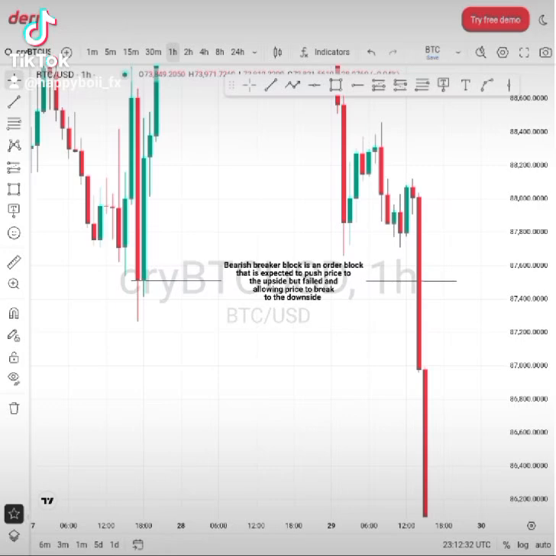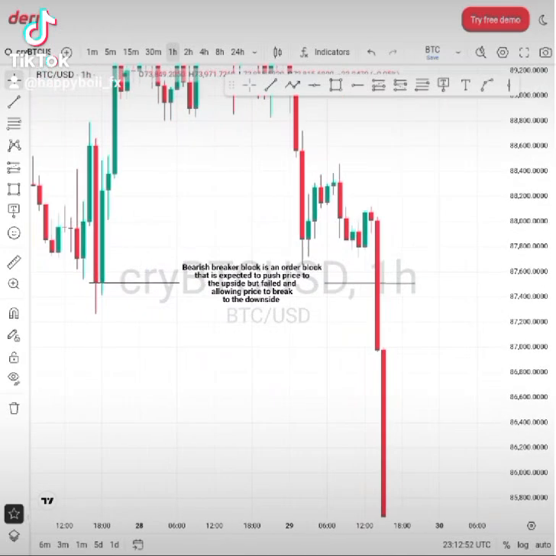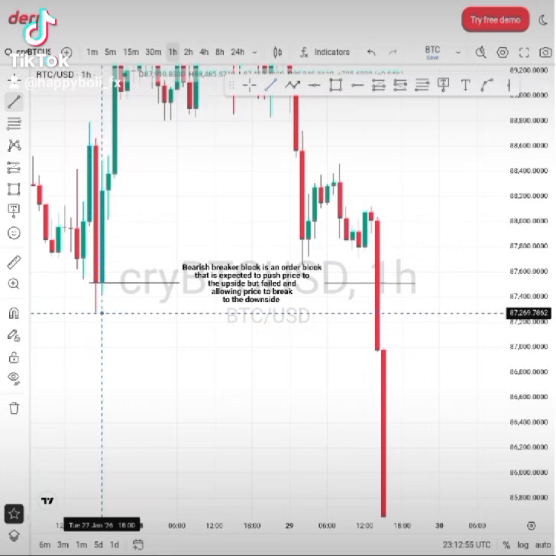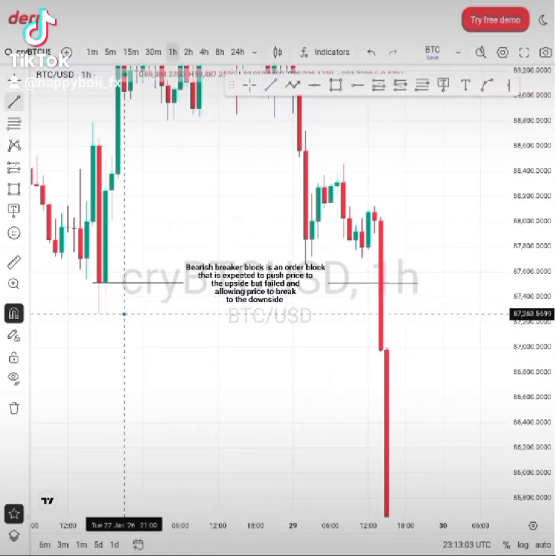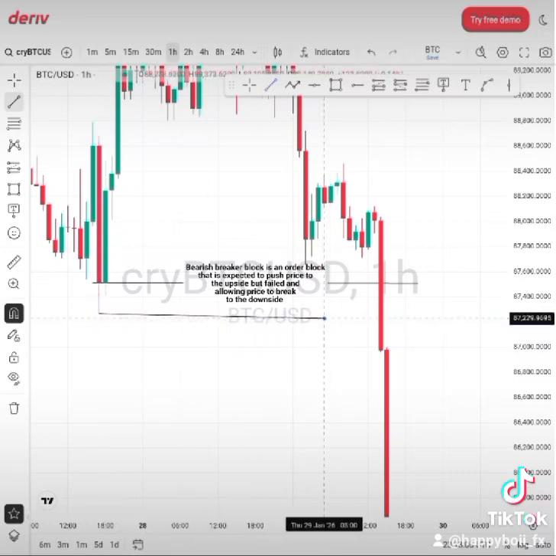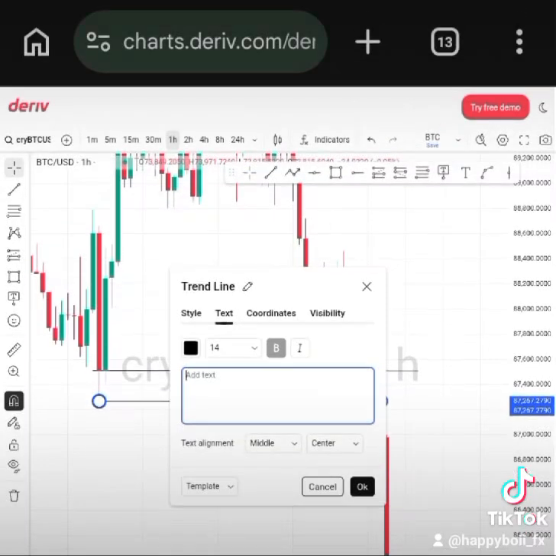So a bearish breaker block is an order block that is expected to push price to the upside that failed, allowing price to break to the downside, vice versa. Both bullish breaker blocks and bearish breaker blocks are vice versa. So this is it right here. Price breaks structure to the downside, right from here, breaks structure to the downside from here. Okay, so then break structure to the downside here, which is a break of structure.